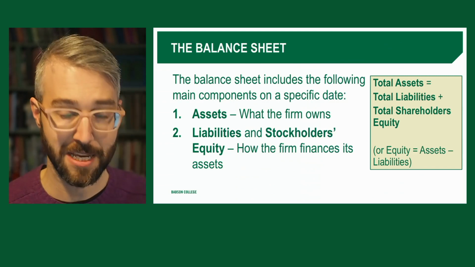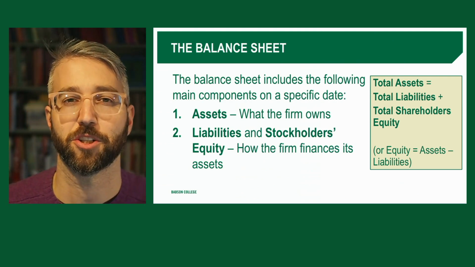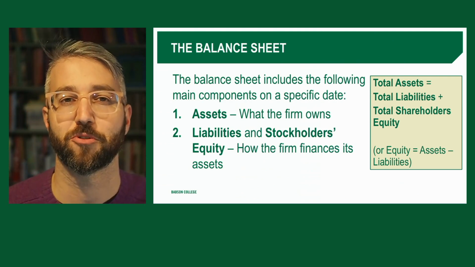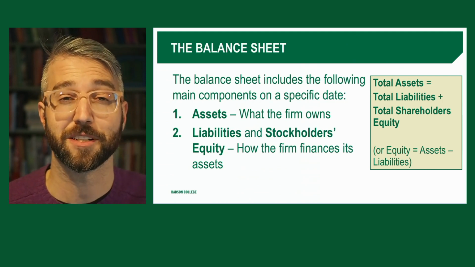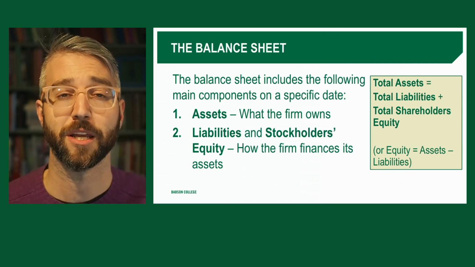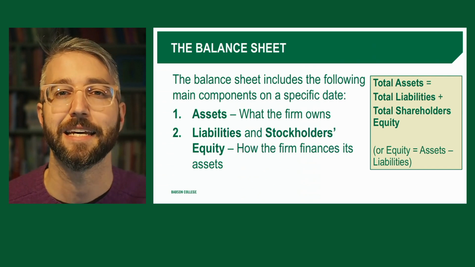On the right-hand side of the firm's balance sheet, we're going to list the sources of financing that the firm has received. And that means the firm's liabilities and shareholders' equity. So liabilities refers to debt that the firm has, money that it has borrowed, either explicitly or otherwise, but that it owes to some kind of stakeholder. And then stockholders' equity refers to financing that's been received in exchange for an ownership stake in the firm.